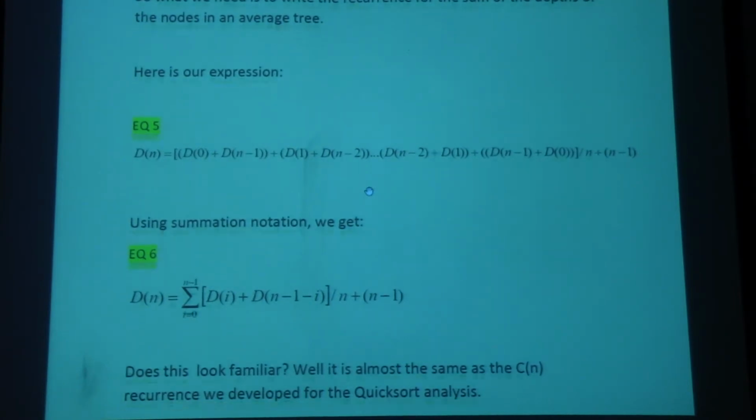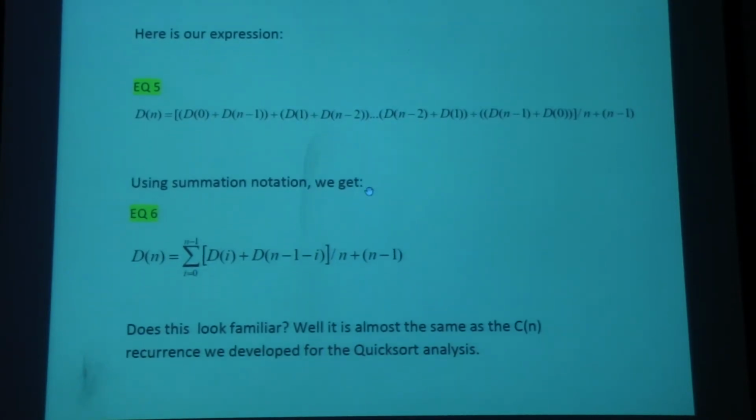Now, using the summation, we will get d of n is equal to the sum from the depth of 0 to n minus 1, which is the last depth, d i plus d of n minus 1 minus i, over n, plus n minus 1. This is summation notation. So the question is, does this look familiar? Yes. And it looks very familiar. This looks almost the same as our analysis for quicksort average behavior.